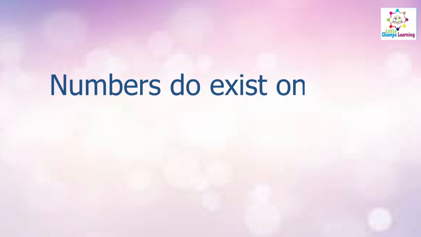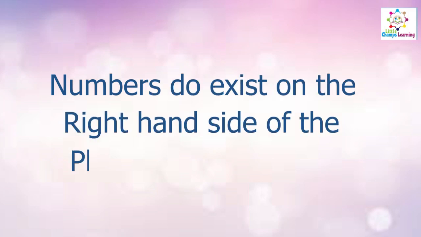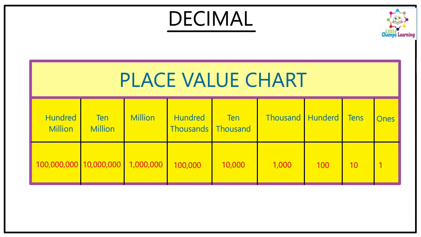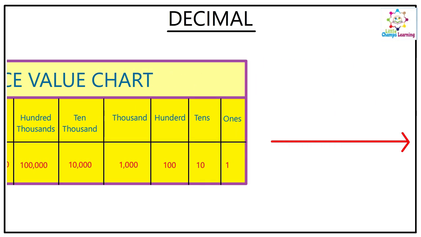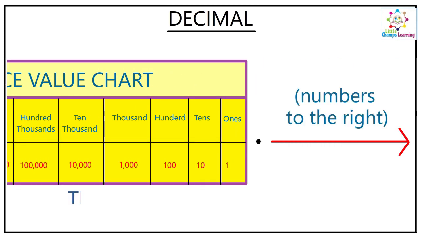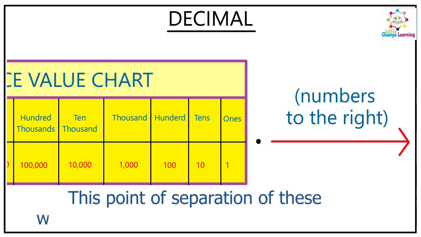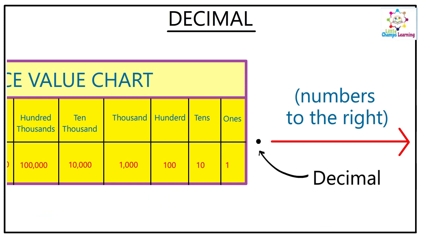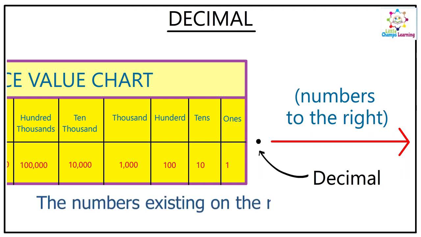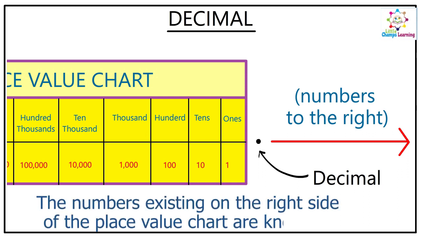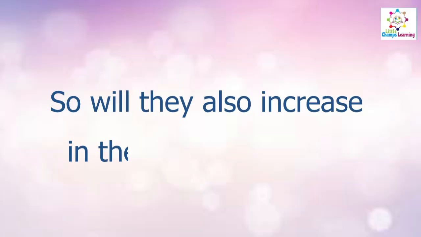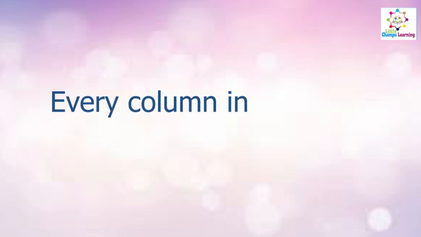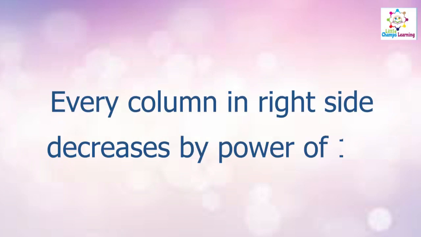Numbers do exist on the right hand side of a place value chart too, and those numbers are separated by a small dot. This point of separation between the whole numbers and the numbers on the right side is known as the decimal point, and the numbers on the right side of the place value chart are known as decimal numbers. So will they also increase in powers of 10? No. Every column on the right side decreases by a power of 10.